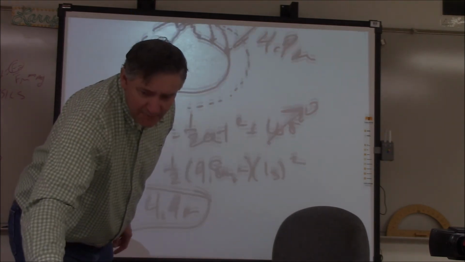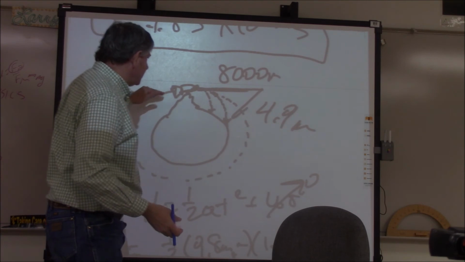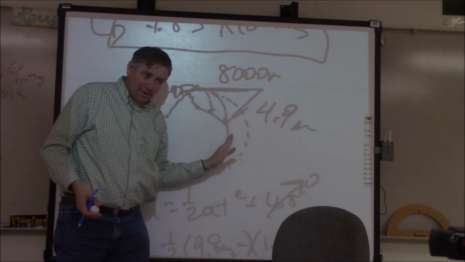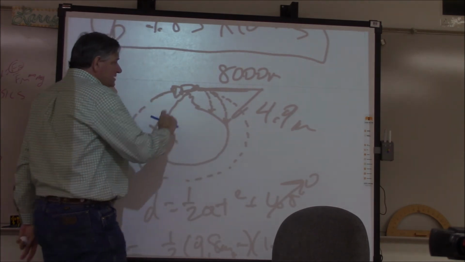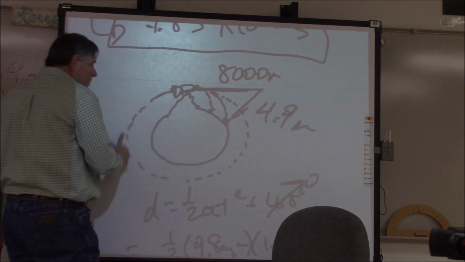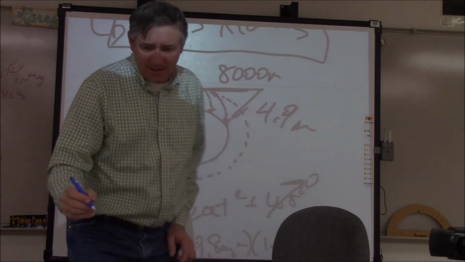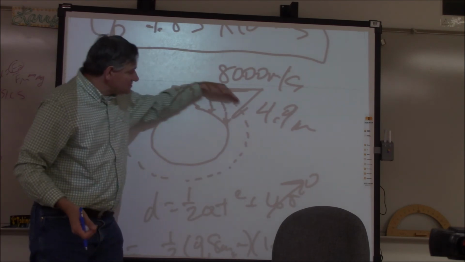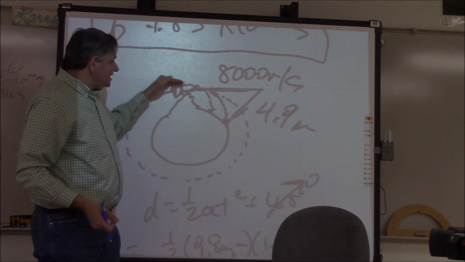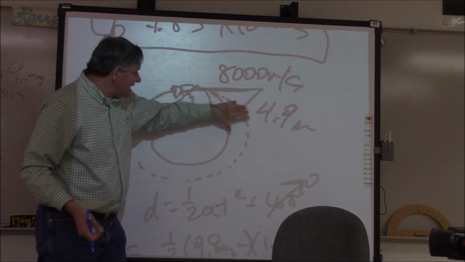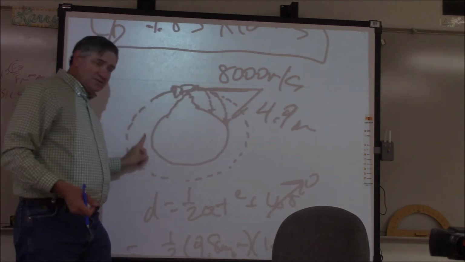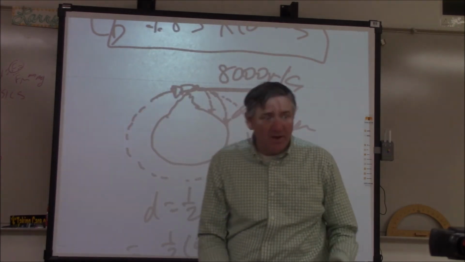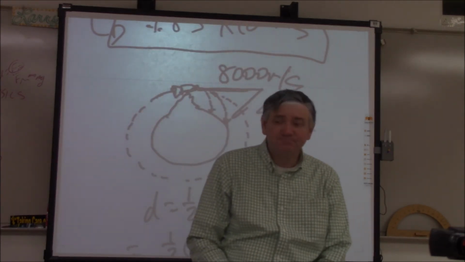For every 8,000 meters that you travel, the Earth curves out from underneath you 4.9 meters. So what that means is if something's going to be in orbit, it has to be traveling at 8,000 meters per second. Because if it travels 8,000 meters per second, then it's going to fall the same radius that the Earth is falling out from underneath it.